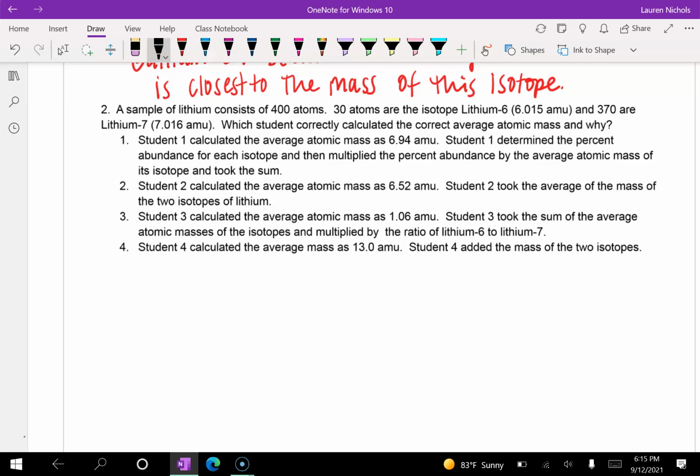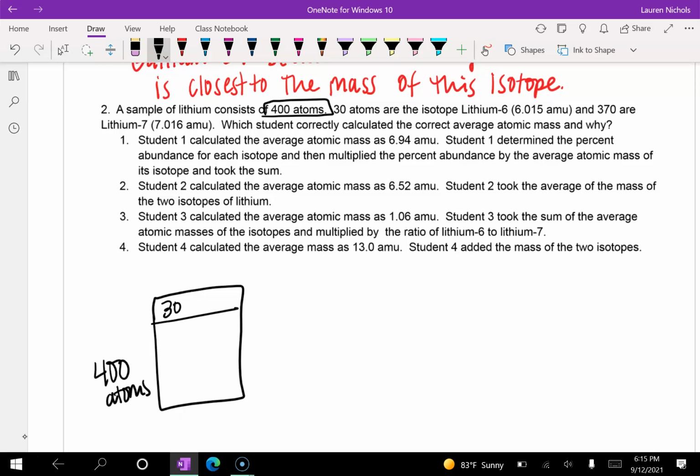So they tell you that a sample of lithium consists of 400 atoms. So we have a section of 400 total atoms, right? And they say that 30 atoms are the lithium-6 isotope, and 370 of the atoms are going to be the lithium-7 isotope. So we know that lithium-7 is more abundant, but in order to calculate this, we actually need our percentage. So we're going to have to calculate our percentage on our own.